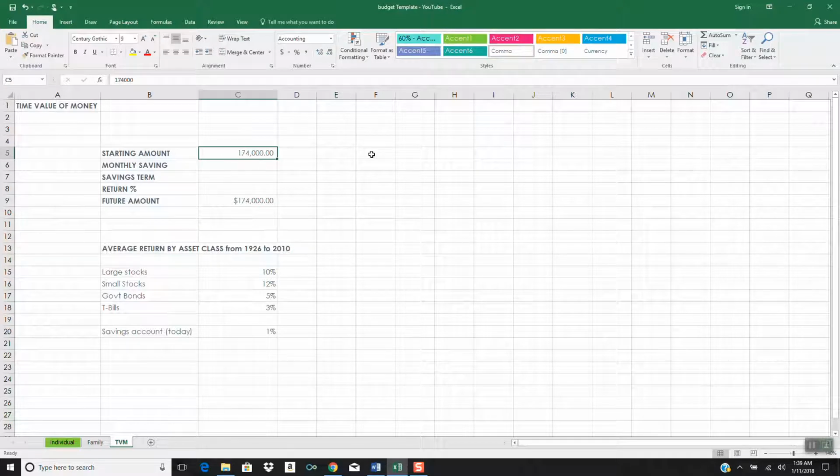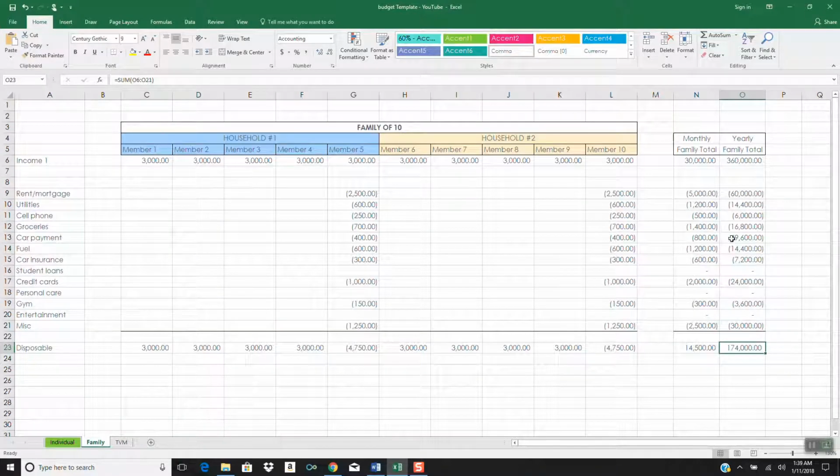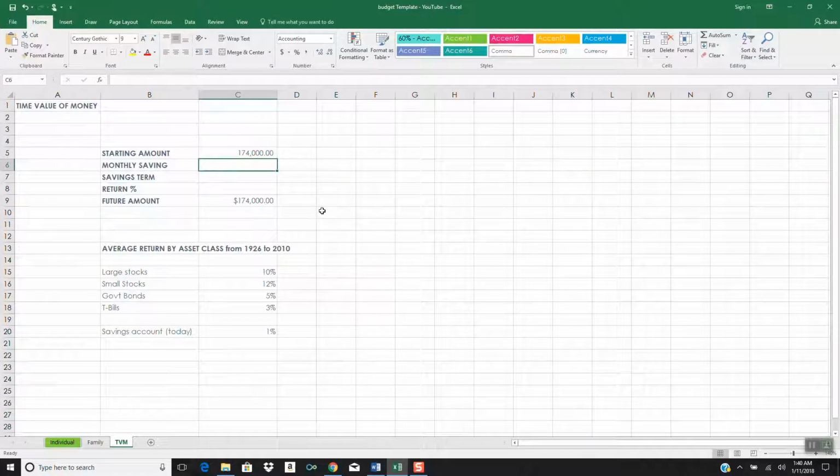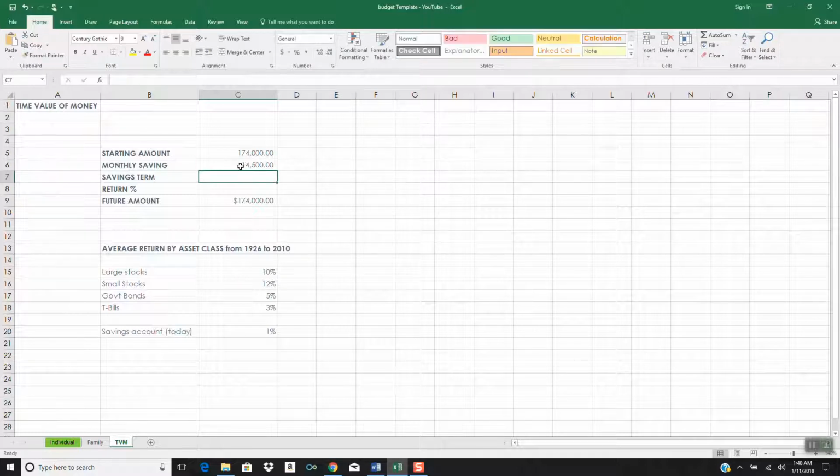Right? Okay. Next we consider the monthly savings number, and this number comes as well from the family tab, right? Basically, if they have $174,000 at the beginning of the year, then they won't just stop saving. I mean, they'll continue to live under these terms. They'll continue to be able to save, and every month they'll be able to add an additional $14,500 to the amount of money that they have to invest. So I'll put that number here. Okay.